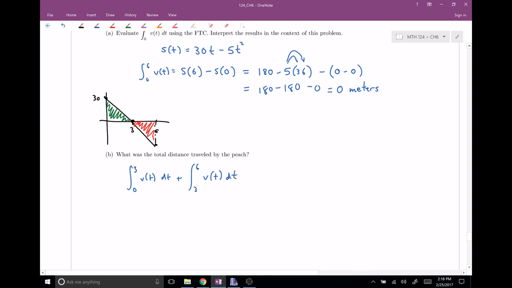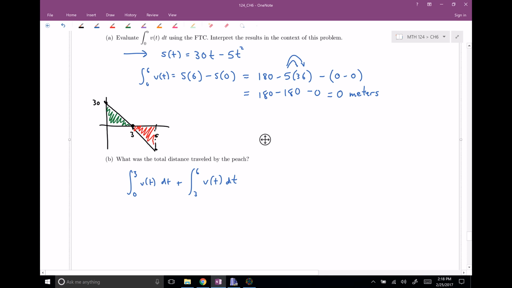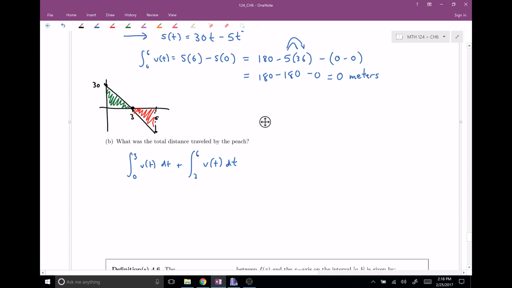Okay, in that case, we're going to have the same antiderivative, s of t. So this is going to be s of 3 minus s of 0 plus s of 6 minus s of 3. And no matter what answers we get out, we're going to count it positively. So I'm going to go ahead and include some absolute values here, right? So no matter what we get, we're going to count it positively, right? Okay, and so technically if I'm going to put absolute values there, I should put absolute values here as well.